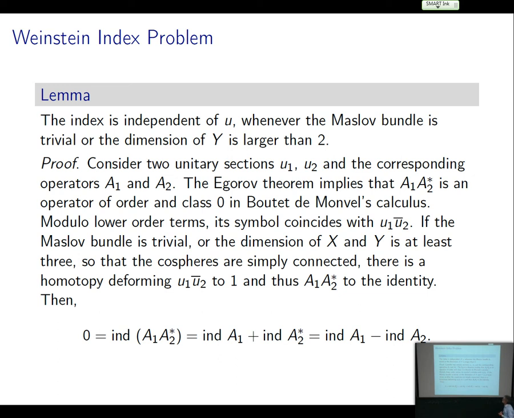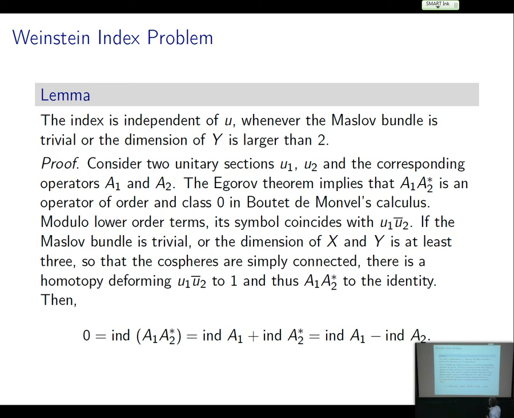But suppose you have 2 unitary sections, u1 and u2, and you define the corresponding operators A1, A2. Then the Egorov type theorem implies that if I conjugate the identity from the left and the right with these operators, you get an operator in Boutet de Monvel's calculus. The principal symbol behaves well under conjugation, so the principal symbol is just the product of those 2 principal symbols.